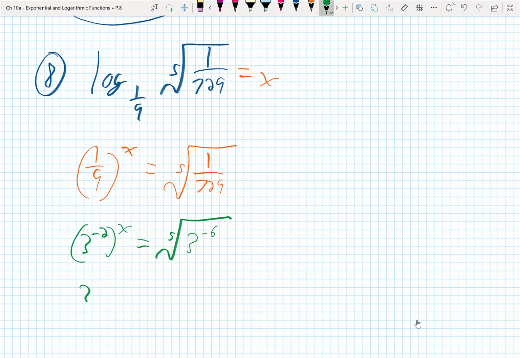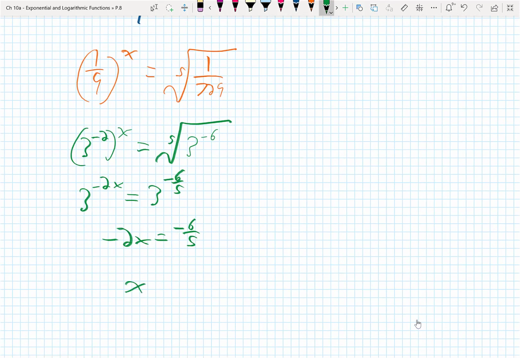Let's keep bringing this down. 3 to the negative 2x is equal to 3 to the negative 6/5, which means that negative 2x is equal to negative 6/5. And if I divide the left side and the right side by negative 2, I get positive 3/5. So that's what this whole thing simplifies to.